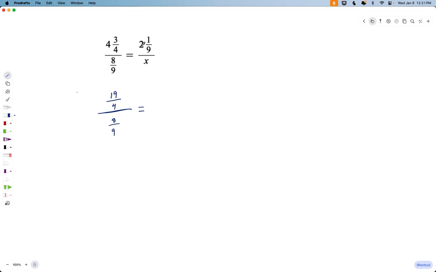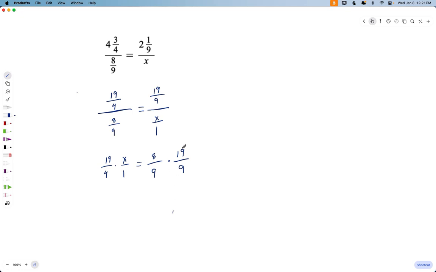9 times 2 is 18, plus 1 is 19, over 9, over x. And we'll turn that into a fraction just to make life easier on everybody. So we've got 19 over 4 times x over 1 is equal to 8 over 9 times 19 over 9. Okay, well, I don't know about you, but I don't see anything that I can reduce by.